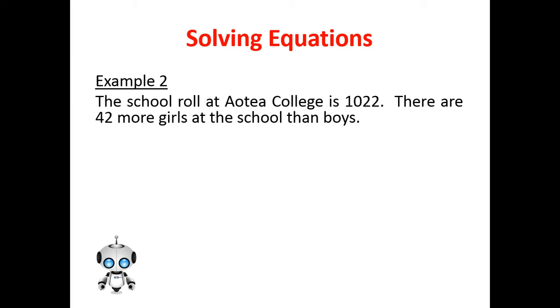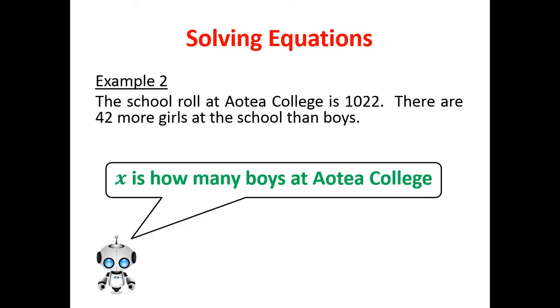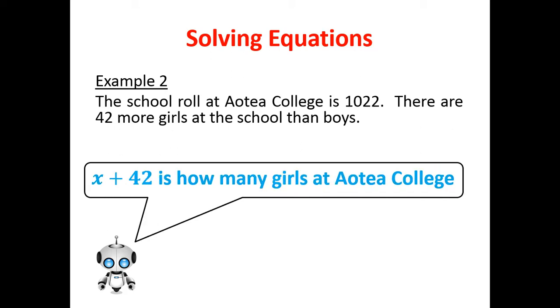Alright, example 2. The school roll at Old Tier College is 1,022. There are 42 more girls at the school than boys. We're going to start by saying x represents how many boys at Old Tier College. So therefore x plus another 42 is how many girls are at the school.